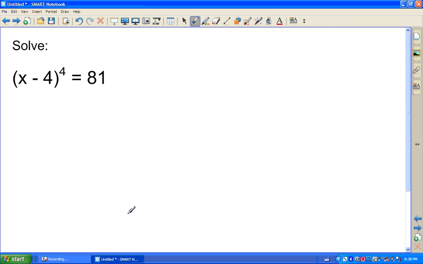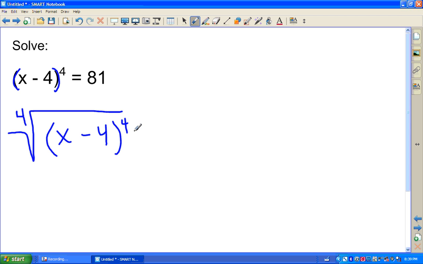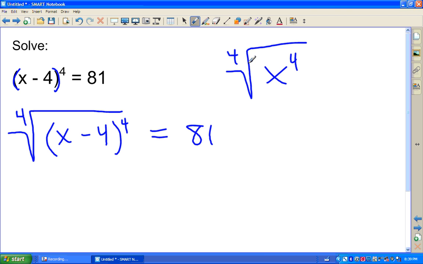Let's do another one. All right, here's one. x minus 4 to the 4th equals 81. So nothing to do yet. I have to get rid of the exponent first before I can work the parentheses. So right off the bat, I'm going to take the 4th root of x minus 4 to the 4th. Don't let the parentheses confuse you. Remember, if we had x to the 4th and you took the 4th root, that would be equal to x. Well, in this case, just happens to be x minus 4 to the 4th. Don't FOIL it out. Don't worry about that.